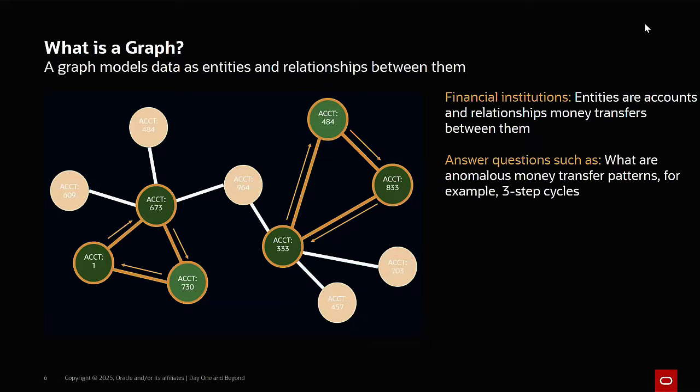So then you can start answering questions such as, has money moved around in a cycle? Like, has money moved from account 1 to 673 to 730 and back? And so on. So are there such cycles in the graph, which for them is suspicious? Or are there other anomalous patterns that they're looking for? So they're able to see how money flows. Similarly, you have examples of using graphs to model software systems, where you're looking at how data flows between different entities and so on.